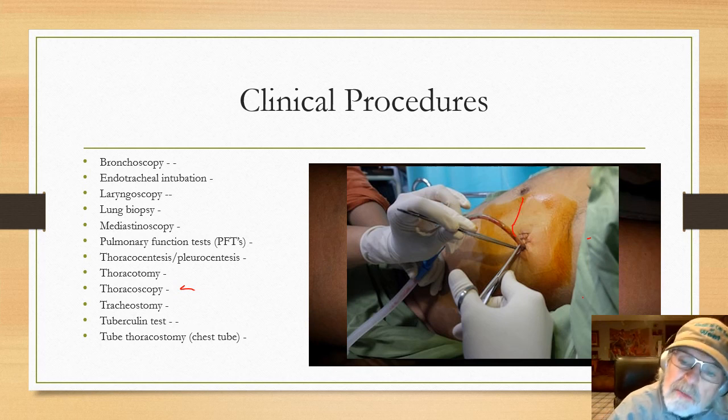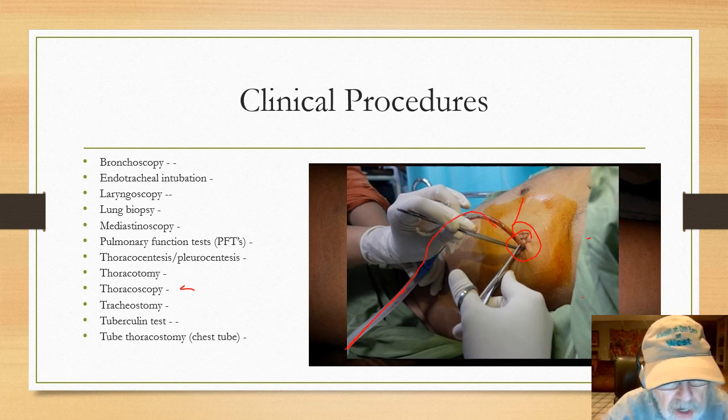Once they get it in there, they put some sutures around the outside just to hold it, and then they attach that tube to a suction out here and it sucks out air, or sometimes they also have a tube in there to suck out blood. There's a lot of blood inside the chest. Okay, and that's just called tube thoracostomy or chest tube.